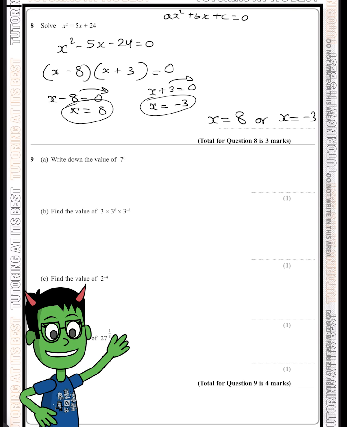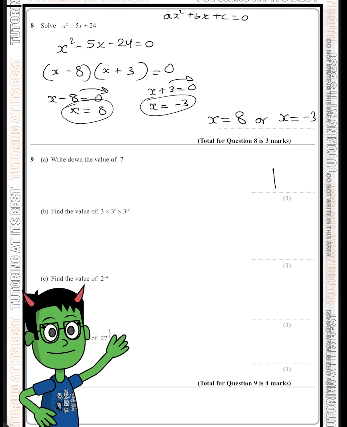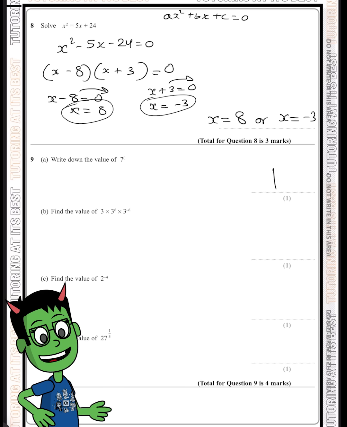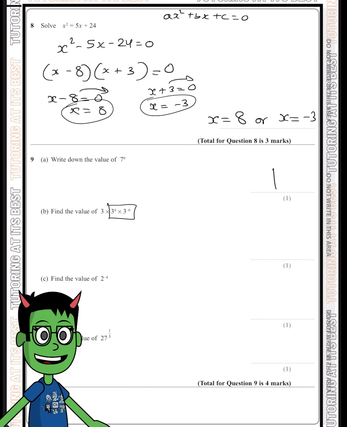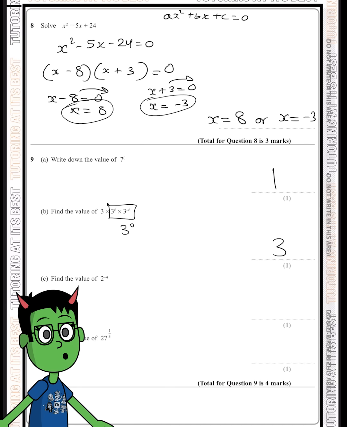Okay, 9a. Write down the value of 7 to the power of 0. Well, we know that anything to the power of 0 will always give you 1. And then for part B, find the value of 3 times 3 to the power of 6 times 3 to the power of minus 6. So again, we know 3 to the power of 6 times 3 to the power of minus 6 is always going to end up with 3 to the power of 0, which is going to be 1. And then if we times that by 3, that's going to give us 3.